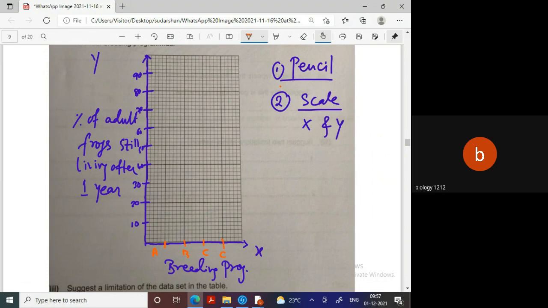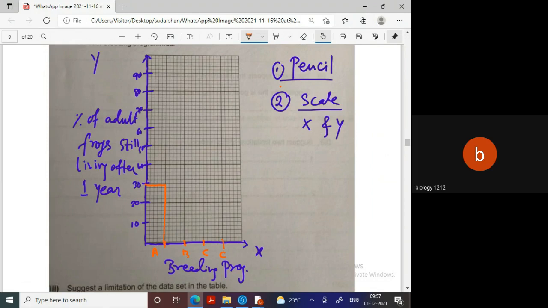Just for showing purpose, please don't use color markers or sketch pens during the bar graph. Very important, you're only using the pencil. Just for representation purpose, we are using color here. So the first one is breeding program A, which shows 30. So you can just draw a bar graph.